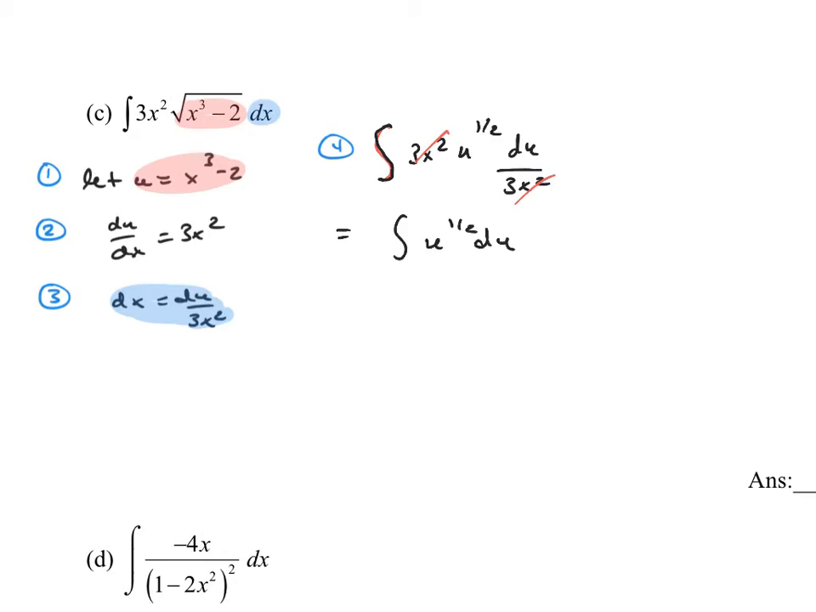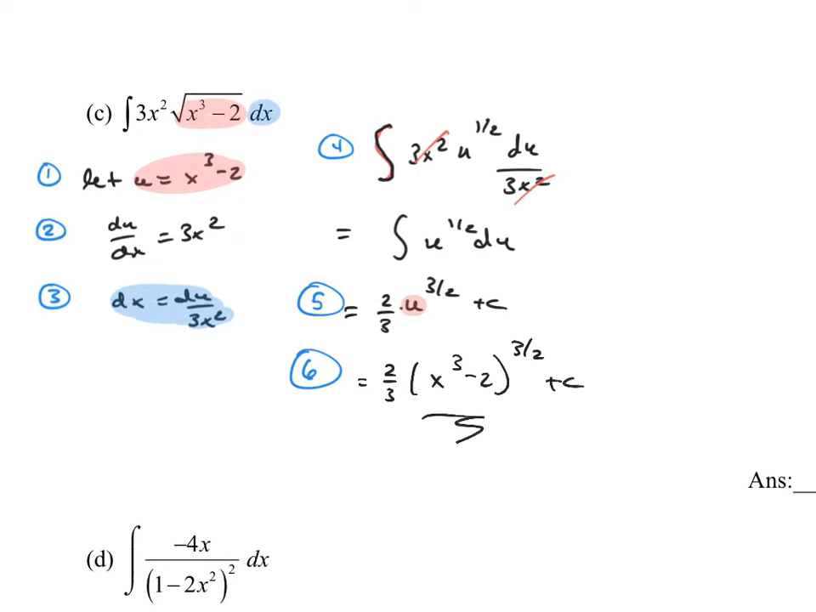Now that it's all in terms of u, we're able to integrate it, so the integral of u to the 1/2 would be u to the 3/2. Then it's divided by 3/2, which is the same thing as multiplying it by the reciprocal of 2/3. Of course, we need the plus c. No simplification there, so we can move on to step 6, which just requires us to back substitute for u. So in this case, this would be 2/3 times x cubed minus 2 to the 3/2. Then we have our plus c.